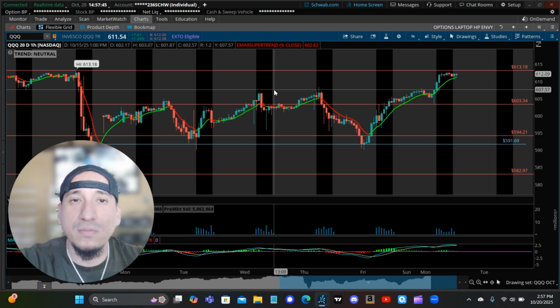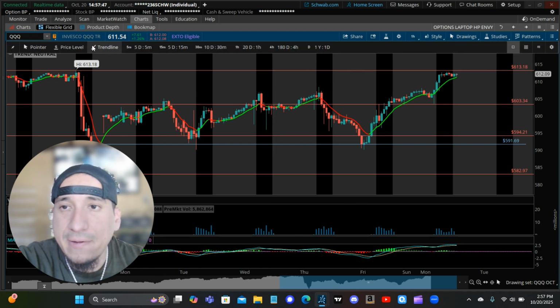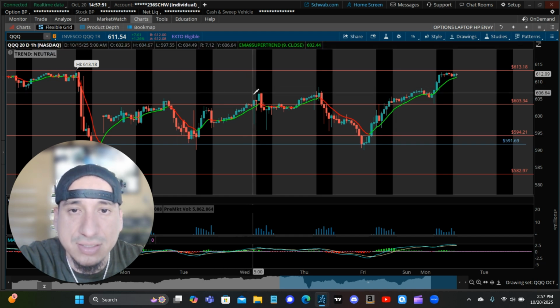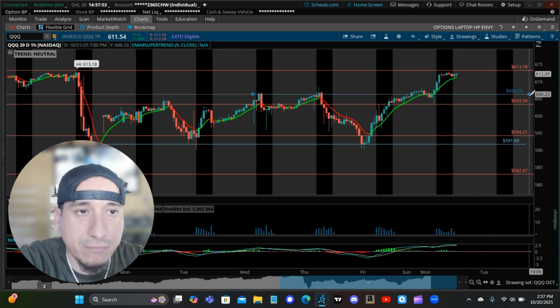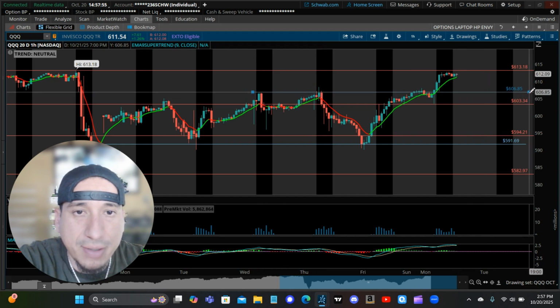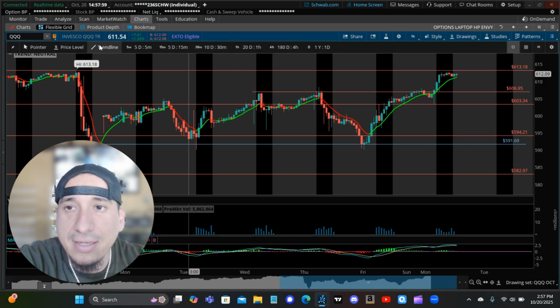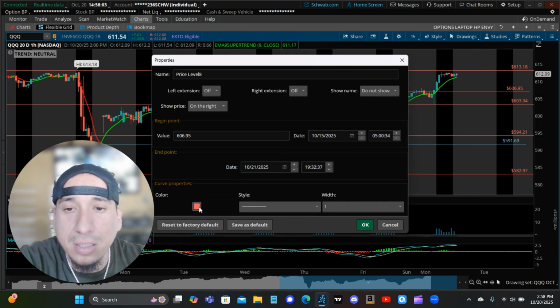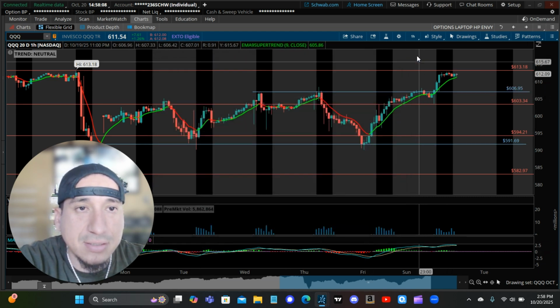The thing is, I don't want too many lines on my chart, right? I like to stick to where price is currently relevant. So you can see right here, this is another strong level, about right here, 606.95. And then check it out. I'll do this right here, color coded blue. That's it, guys. These are my levels.